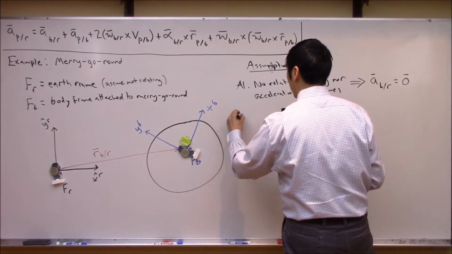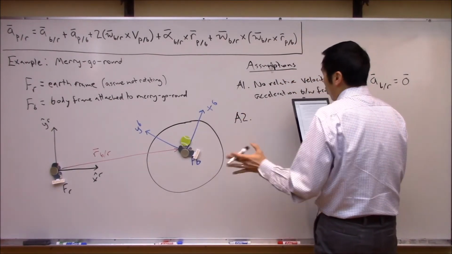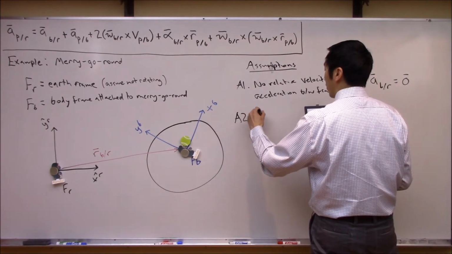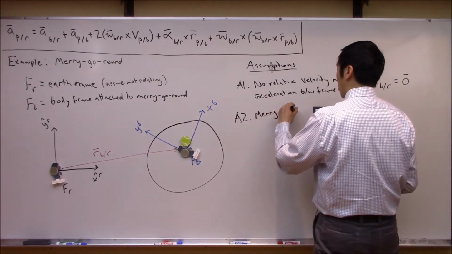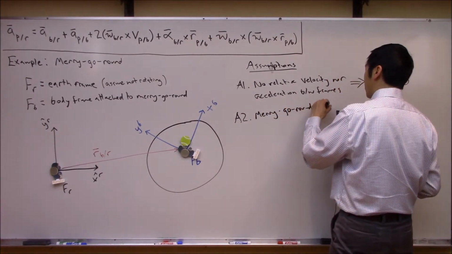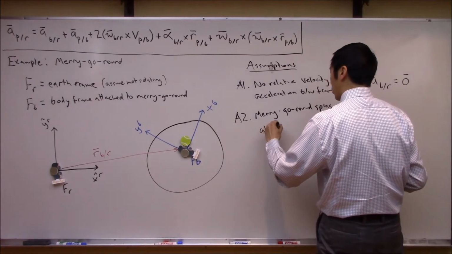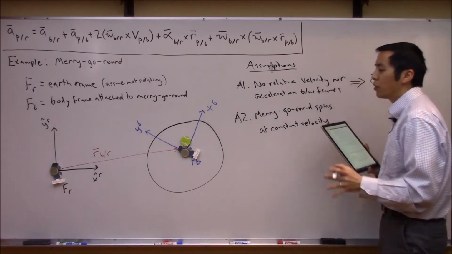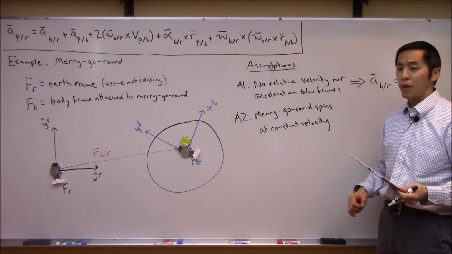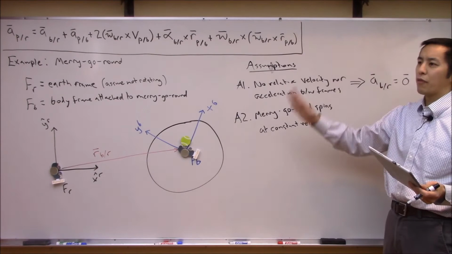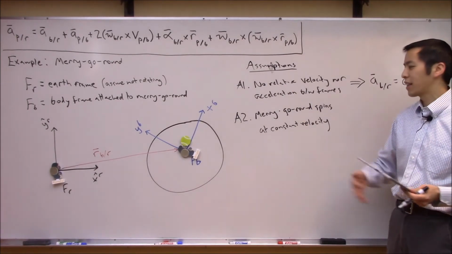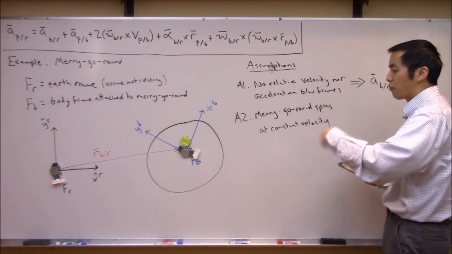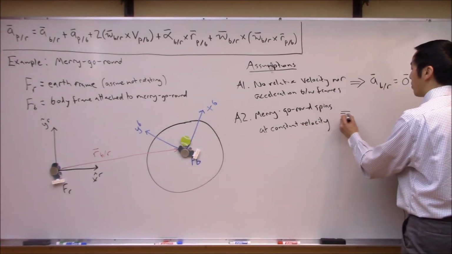Let's make assumption A2. A2 is, I don't want to call it a stretch here, but I think what we can reasonably assume is that the merry-go-round spins at constant velocity. Right, so we're going to spin this merry-go-round up to speed and then let it spin there and forget about frictional deceleration or anything like that. Let's just assume that we're only going to observe situations where the merry-go-round is spinning at a constant velocity.